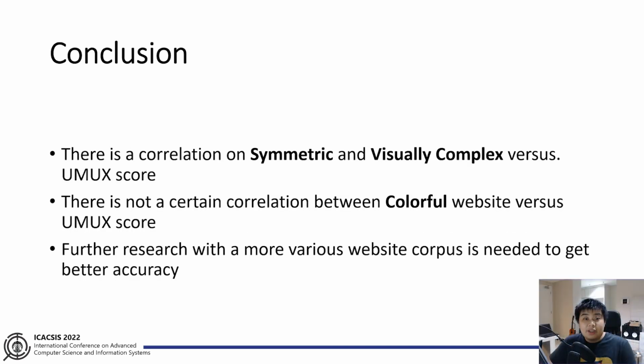So, in summary, our research has found multiple correlations between UI attributes and UX scores. There is a correlation between symmetry and visual complexity versus UX score. There is not a certain correlation between colorful websites versus UX score. And also, further research with a more varied website corpus is needed to get better accuracy.